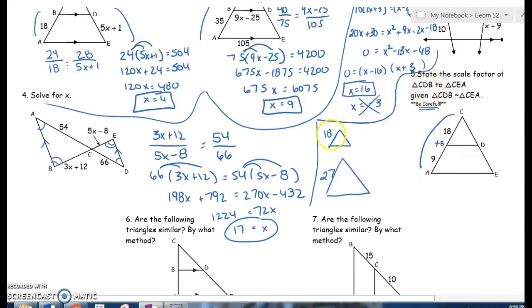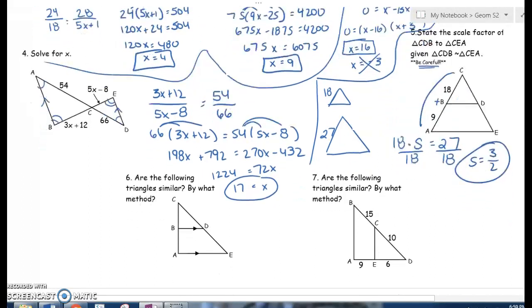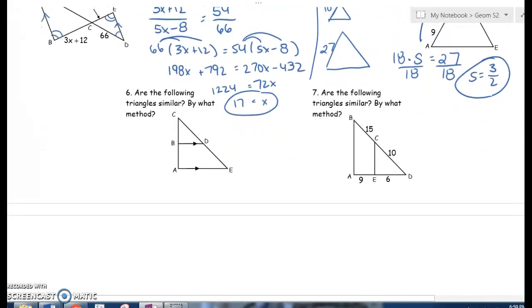And they want to know how we get from the little to the big. So you start with the little, which is 18. You multiply it by s, which is our scale factor, and we're trying to figure out how you end up with 27 as your new side. Divide by 18. You can leave it as a fraction. Just do math frac. You get 3/2. So the triangle from the little to the big is getting 1.5 times bigger. It's getting 3/2 bigger. All right, so be careful with scale factor. You will definitely see that on the quiz.